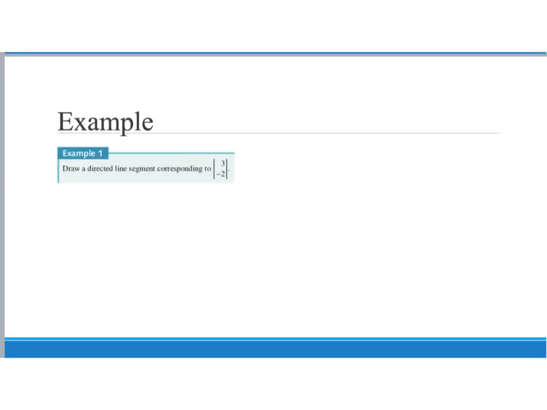Alright, so here's an example where it wants us to draw a directed line segment corresponding to the column vector 3, negative 2. So if we think about what we were talking about before, the 3 means that we go across to the right by 3, and the negative 2 means we go down by 2. Now obviously we can then figure out where we start, but what I'm going to do is just quickly take a photo of the example because it's going to be much neater than mine.